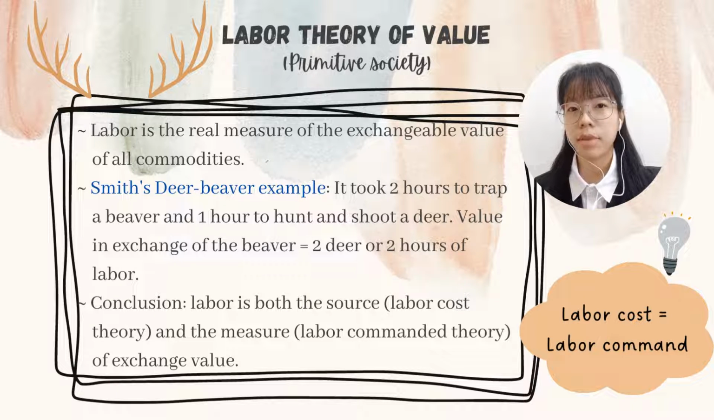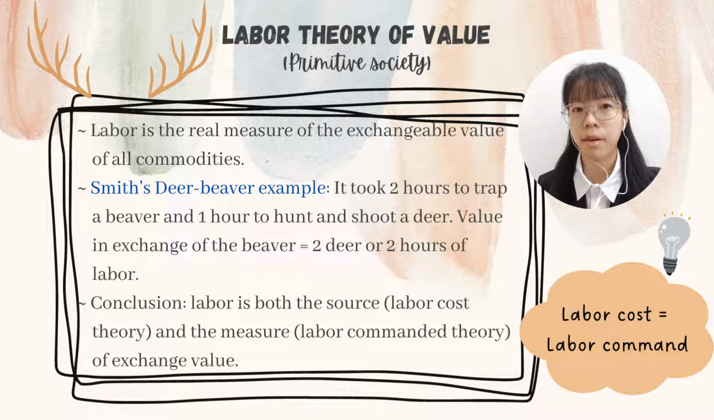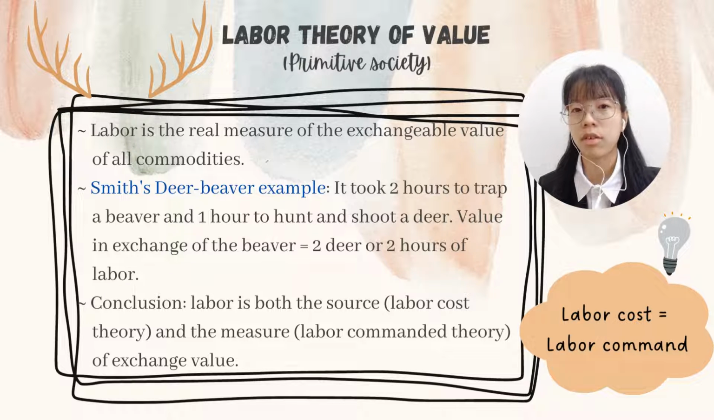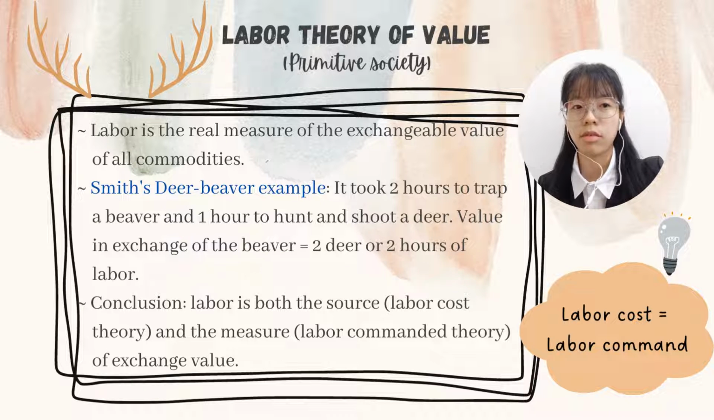Smith further explained this theory using the deer and beaver example. Let's say a hunter took 2 hours to trap a beaver and 1 hour to hunt and shoot a deer. By applying the labor theory of value in primitive society, the value in exchange of the beaver equals 2 deer, or 2 hours of labor. The conclusion for the labor theory of value in primitive society is that labor cost equals labor command. In other words, labor is both the source and the measure of exchange value.